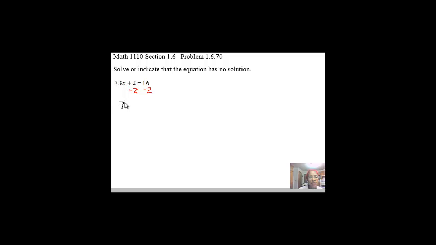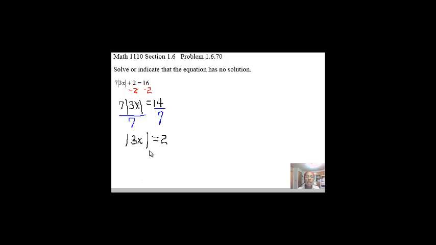So 7 times the absolute value of 3x is equal to 14. Notice the absolute value is still not isolated because it's being multiplied by a 7. So in this next step, I'm going to divide the left and the right side of the equation by 7 in order to isolate that absolute value. So the absolute value of 3x is equal to 2.